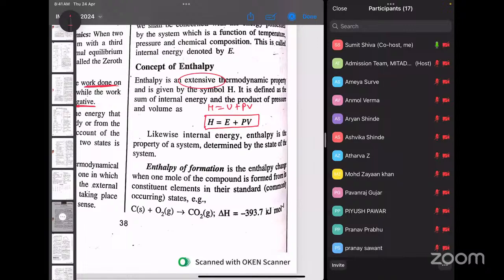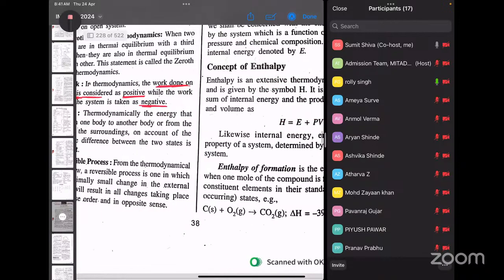One more example. Boiling point of water. Intensive or extensive? Think about it. Intensive.